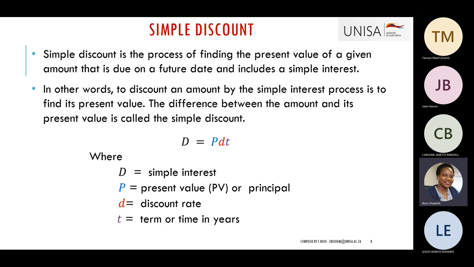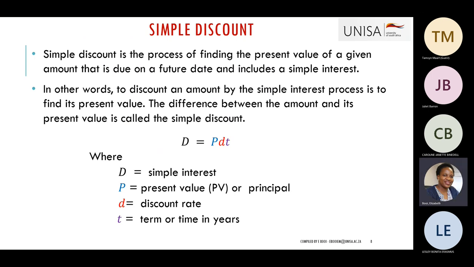Now let's move to discount. A simple discount is a process of finding the present value of a given amount that is due on the future value, and it includes a simple interest.